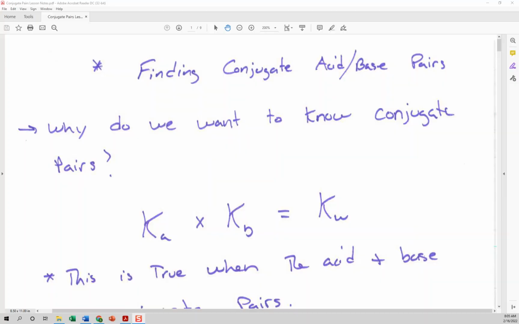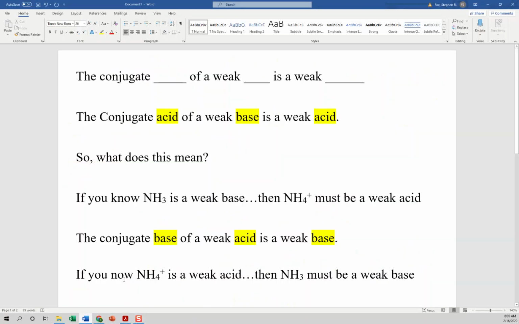All right, so let's just review our rule for conjugates. So remember, I wrote this on the board the other day. I said a conjugate blank of a weak blank is a weak blank. Okay, so number one, if we follow this rule, we can use the word acid or base and fill it in the blank, but we have to alternate. So if I put acid here, I put base here, and then I put acid here. Or if I put base here, then I put acid here, then I put base here. And that's a rule to follow.